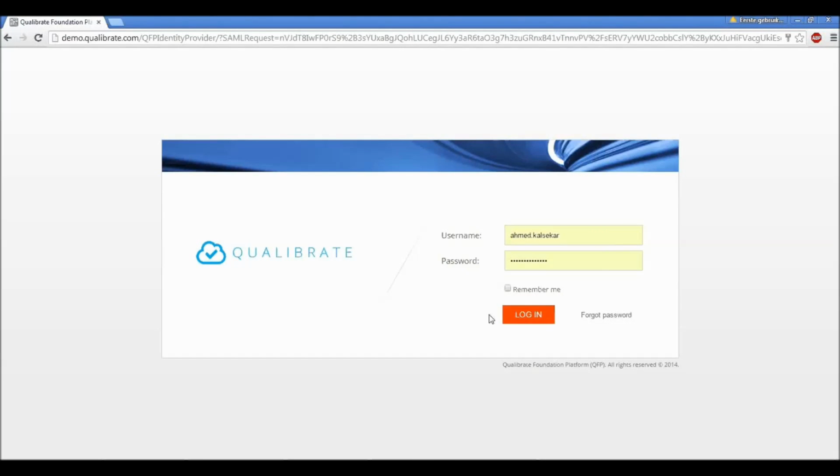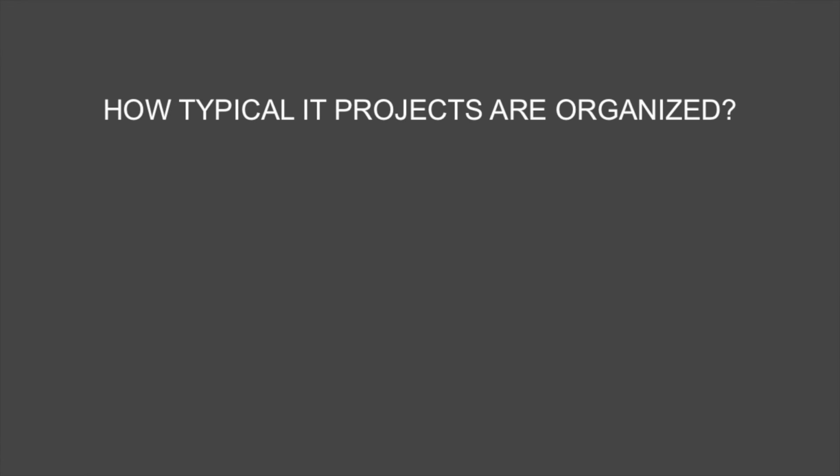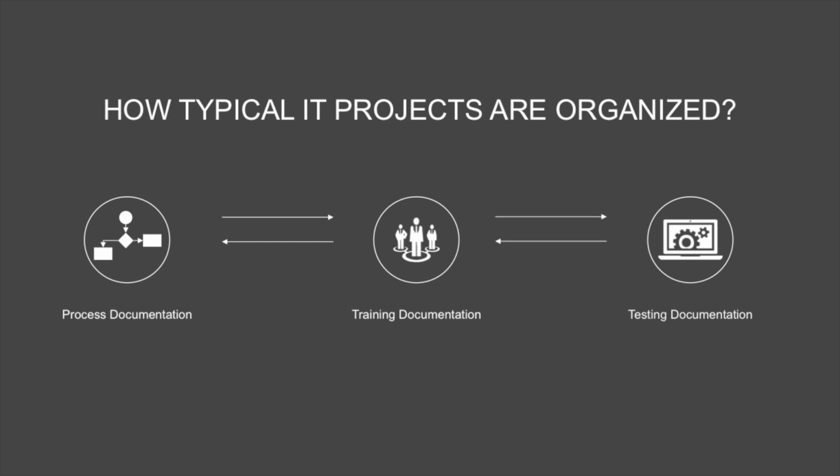Qualibrate is a new generation of agile automation tools for documentation, training, and testing of ERP systems and web applications. Companies typically design business process documentation, create training materials, and generate test documentation in different platforms. Even though these documents have a different purpose, their basis is exactly the same.